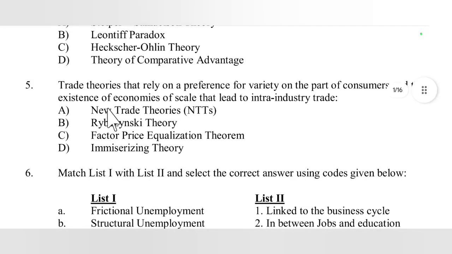Then question number 5: trade theories that rely on a preference for variety on the part of consumers and the existence of economies of scale, which lead to intra-industry trade. It is called the new trade theory. New trade theories emphasize the role of economies of scale and consumer preference for variety, explaining why countries engage in intra-industry trade, where they export and import similar types of goods.